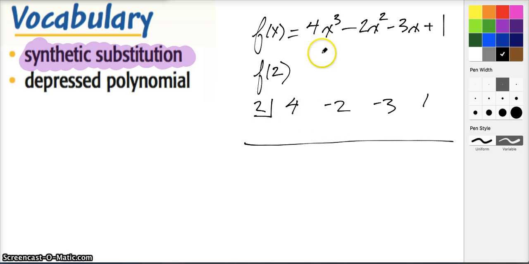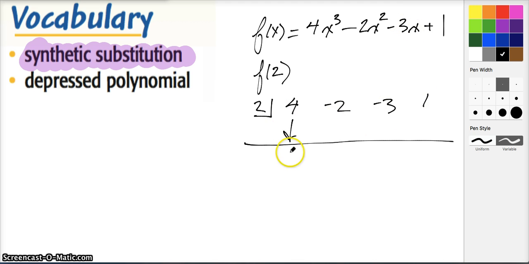Remember this process? We wrote all the coefficients of the polynomial down, each of the terms in descending order. We have to make sure that if this did not have an x term, we would put a 0 in for it. Every degree has to be represented. Since every degree has a non-zero coefficient, I don't have to add a 0 here, but if I didn't, I would. You know what I'm saying?